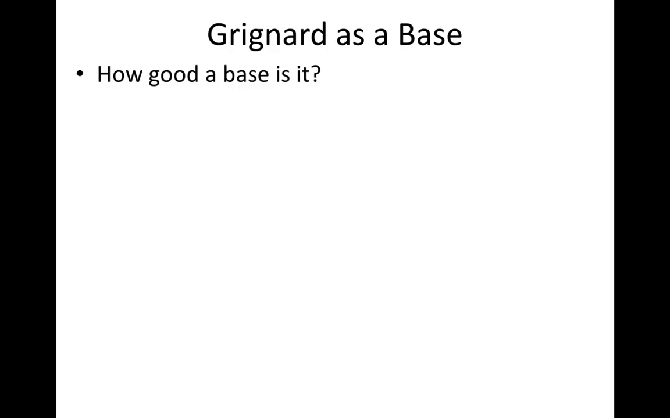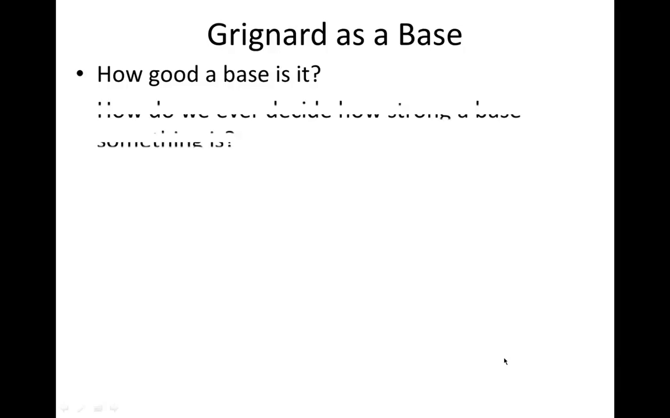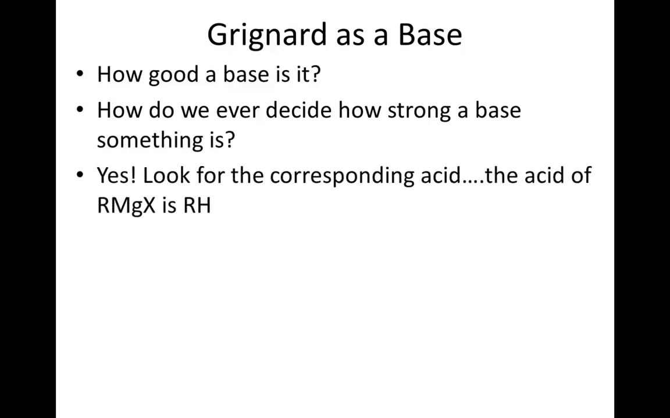So the next obvious question is, how good a base is it? Anytime we look at a base, we have a way to evaluate that. What is it? By now, hopefully you realize that anytime we want to know how strong a base is, we look for the pKa of the corresponding acid. And the acid that corresponds to the Grignard is the alkane.